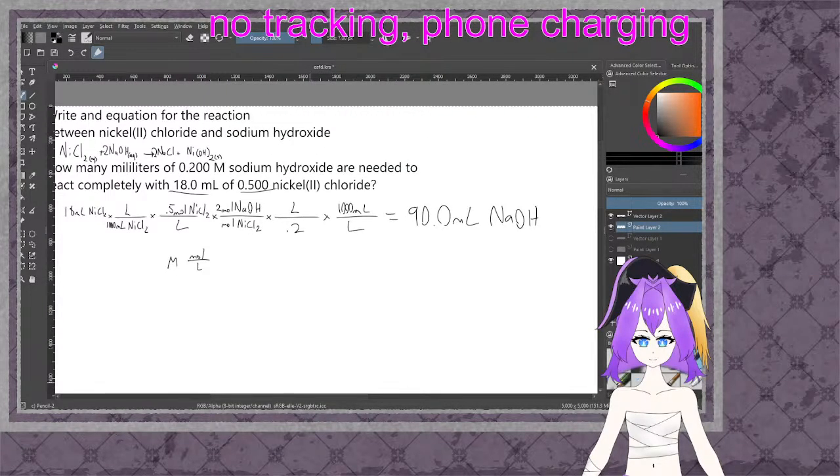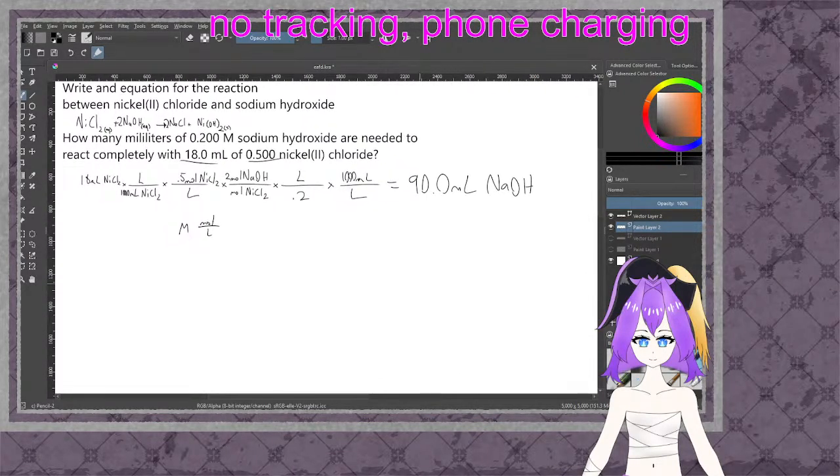All right. Time to write this down. It gets 18. I'm not even going to bother to write the labels. I mean, I'll write labels every now and then. 0.5 NiCl2, times 2, times 1,000. 90 milliliters of NaOH. There we go. Put this back on the side. Now let's go ahead and hide this.